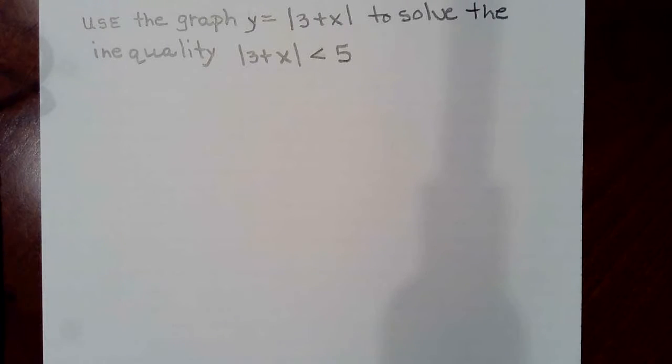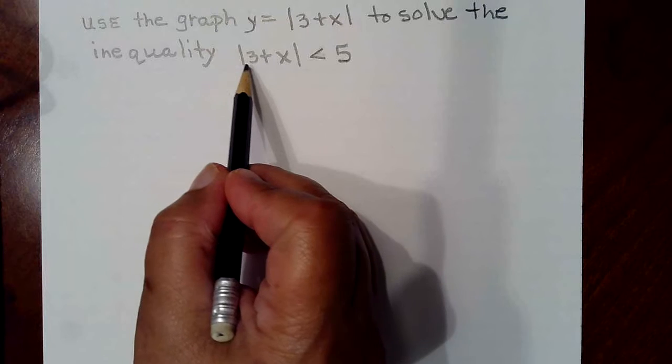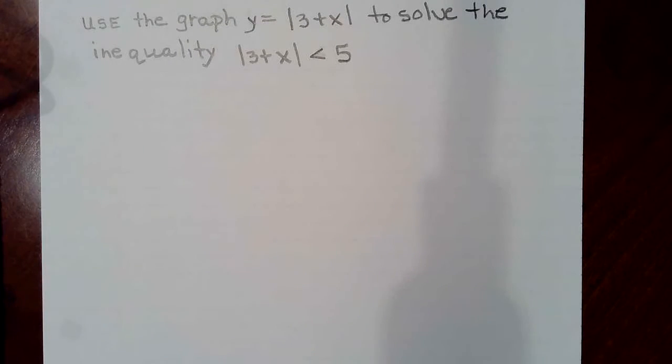Okay, in this video, I'm going to demonstrate how to find the solution for an absolute value inequality. We're going to be solving absolute value of 3 plus x is less than 5, but we're going to solve it graphically so I can give you a visual for why the solution falls within a particular interval. Some people are better visually, so we're going to go at it that way this time.